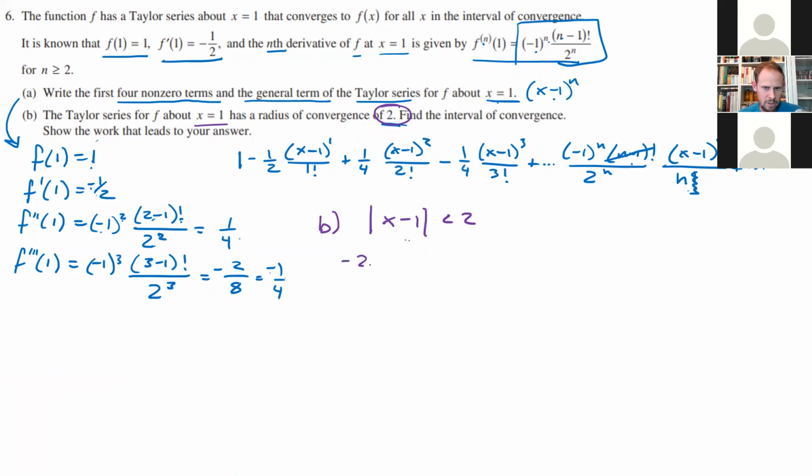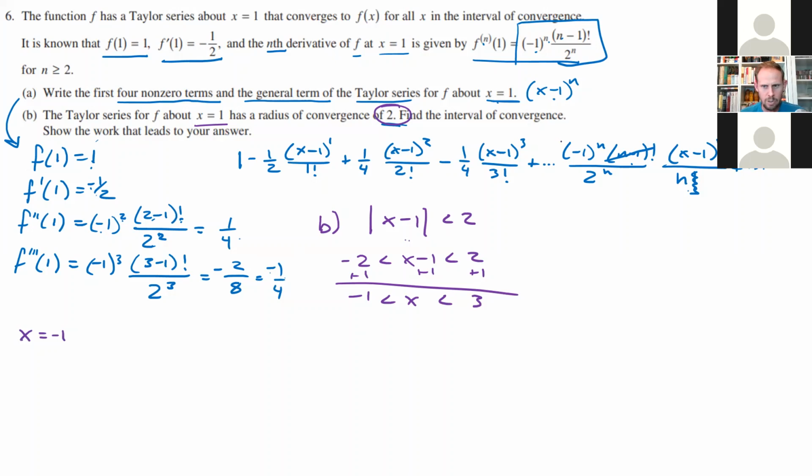So that means negative 2 is less than x minus 1 is less than 2. And if we add 1 everywhere, we get negative 1 is less than x is less than 3. So that means we need to try these two endpoints now to figure out our interval. So first we try negative 1.